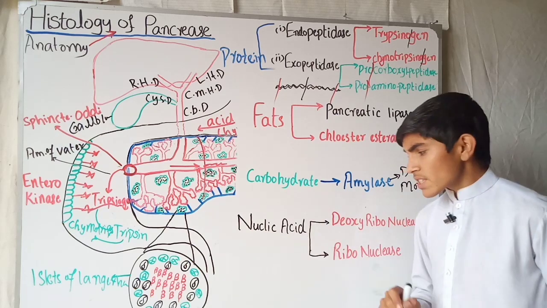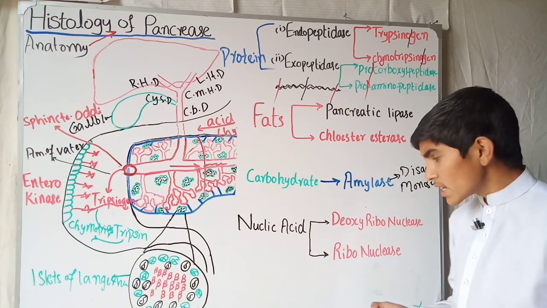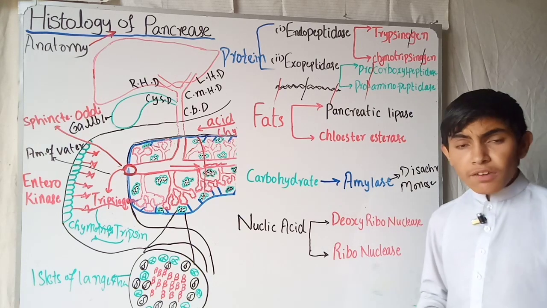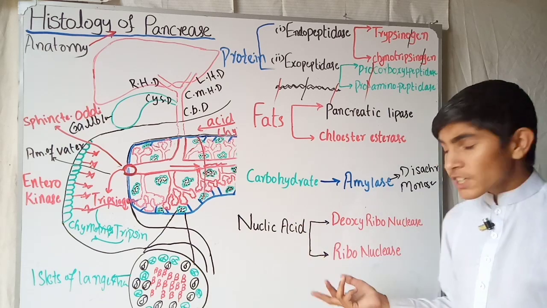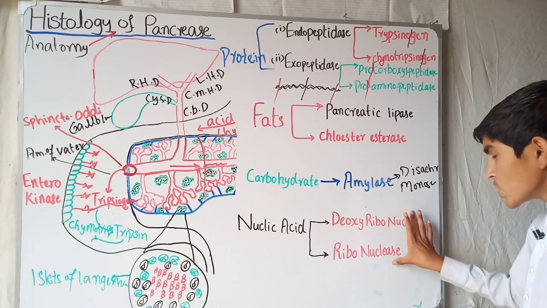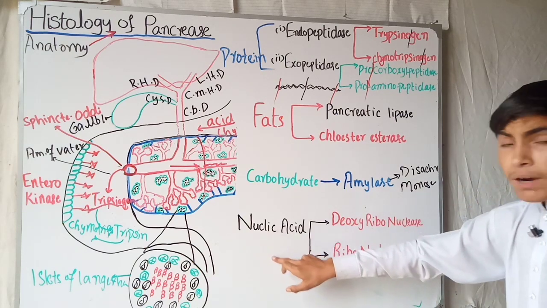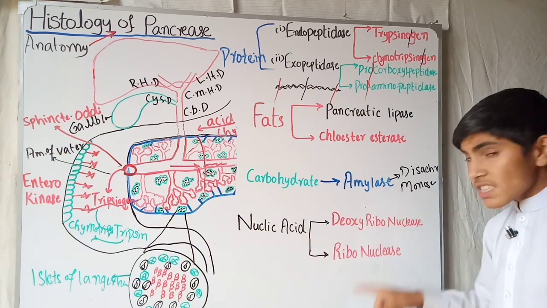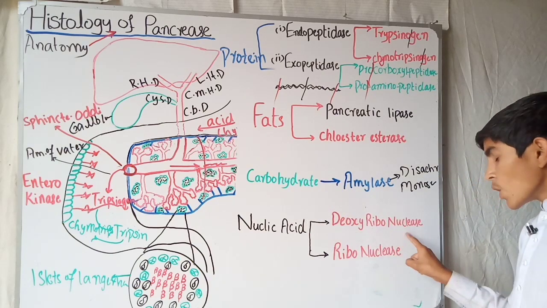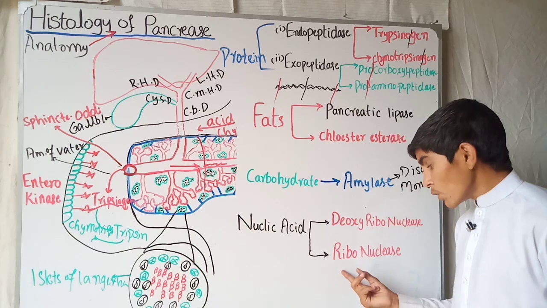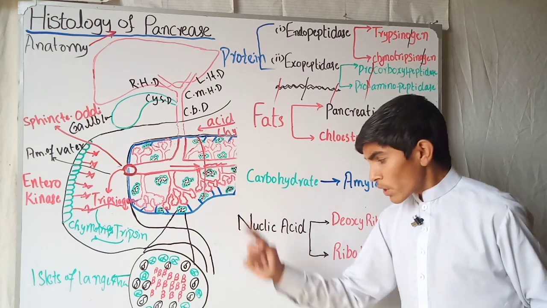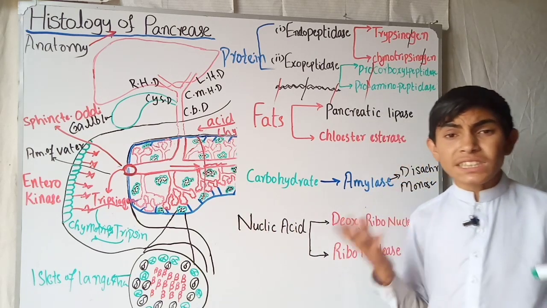For the nucleic acids, because the food also contains some nucleic acids, the pancreas secretes two types of enzyme. Nuclease is the enzyme which acts on nucleic acids. If the nucleic acid is DNA, the pancreas secretes deoxyribonuclease, while if it is RNA, it secretes ribonuclease, in order to convert the nucleic acid into smaller nucleotides.